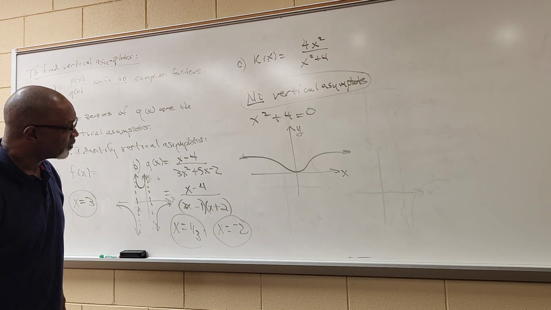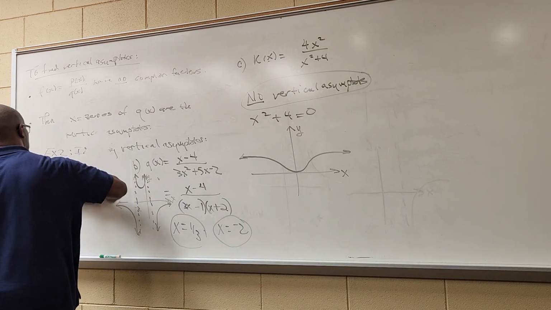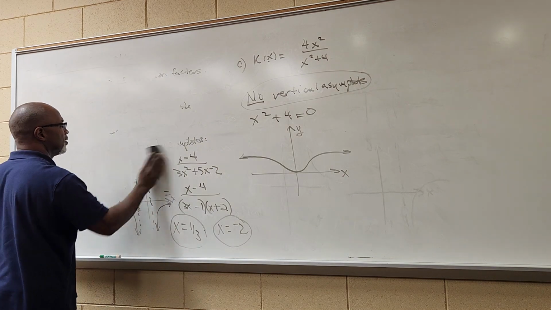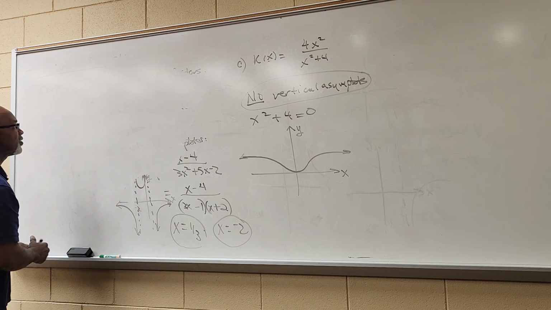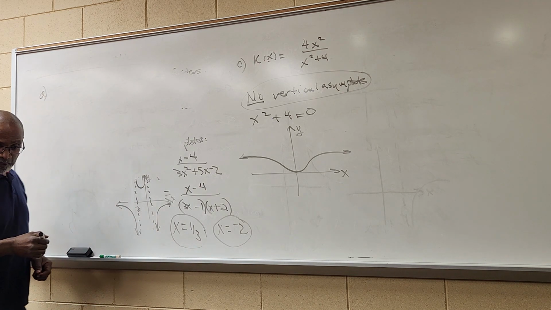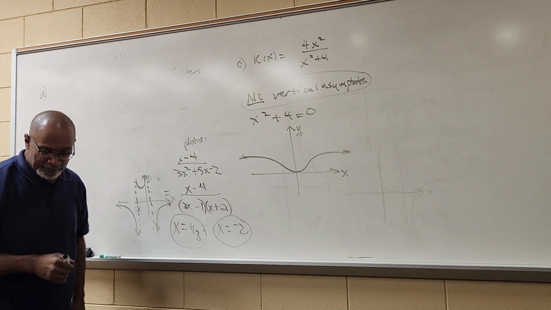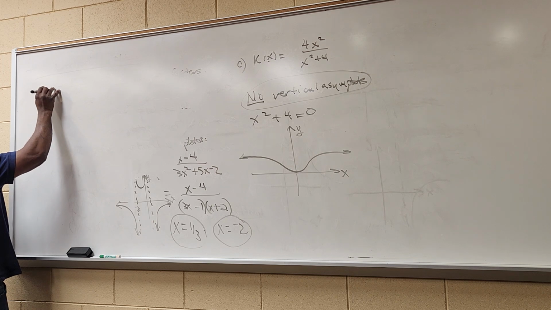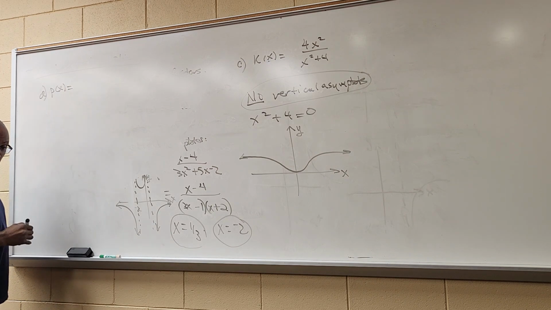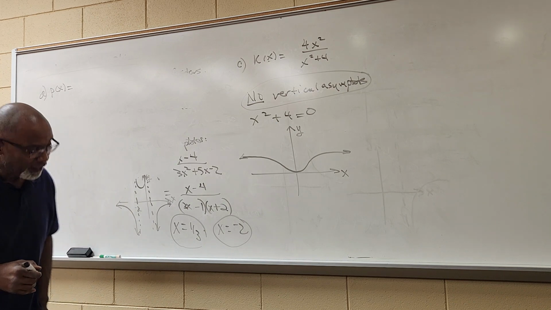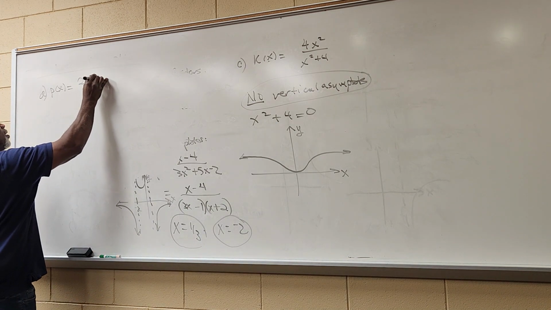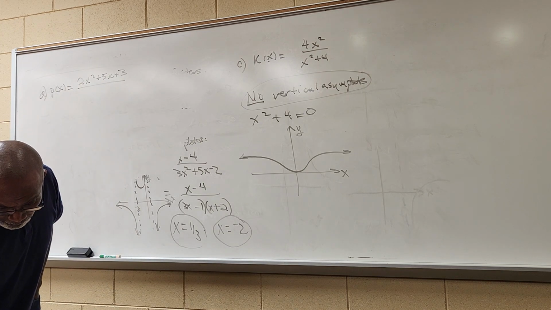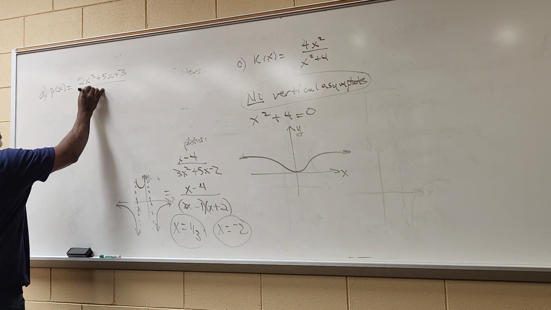Those are vertical asymptotes. I want to do one more of these vertical asymptotes. So that was A, B, C. I'm going to call it D. D, I'm going to say K of X. I'll use K. So I'm going to say P of X equals 2x squared plus 5x plus 3 divided by, we're going to say x plus 1.